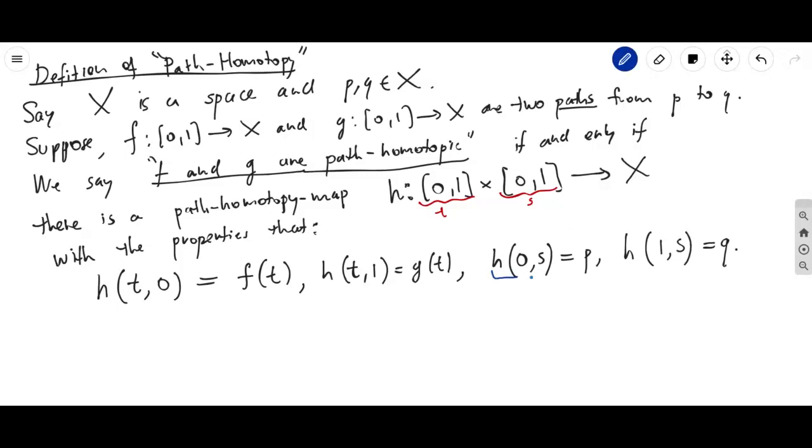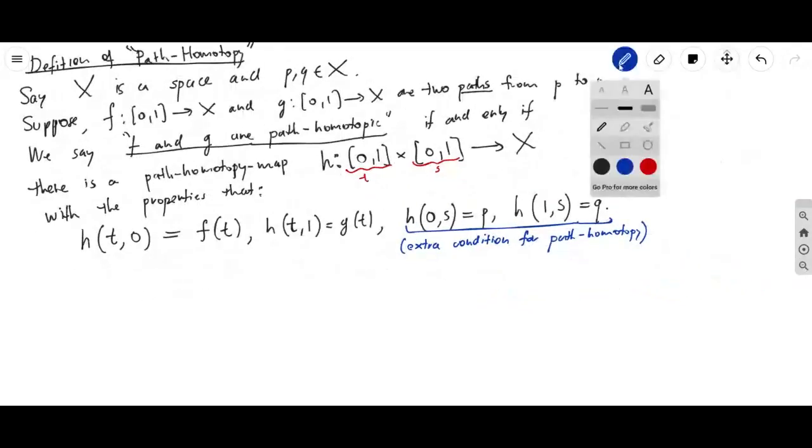So this over here is the extra condition for path homotopy. This condition is not present when you talk about homotopy in general. It would not make sense for an arbitrary topological space Y, because for an arbitrary topological space Y, there is no time 0 and time 1. That would not make sense. But it does make sense when you talk about paths.